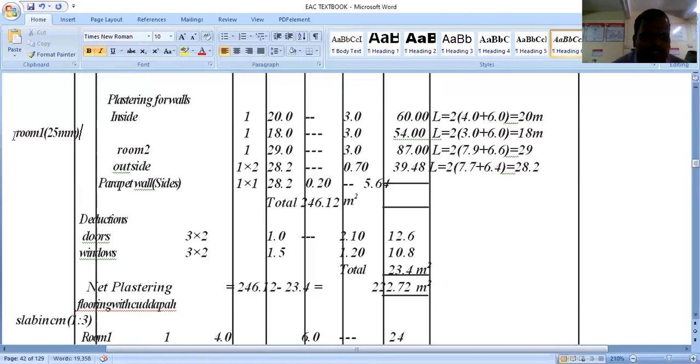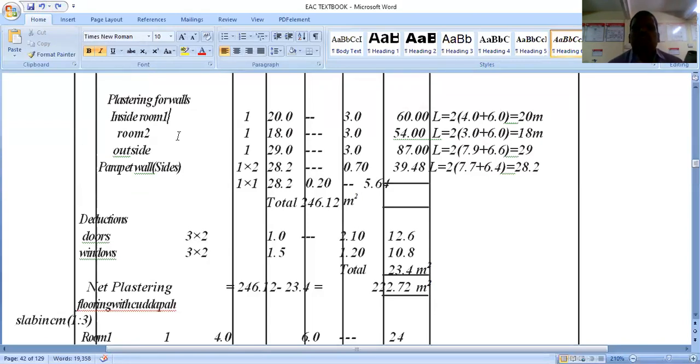In this manner, we just go on calculating the plastering. So 1 into 20 into 3 will be nothing but 60 square meter. The quantity of the plastering here we have to calculate in square meter. Why is it so? Because here we are multiplying only two things, the length and the height. The height of each room is no doubt 3 meter respectively. So 20 into 3 will be 60.